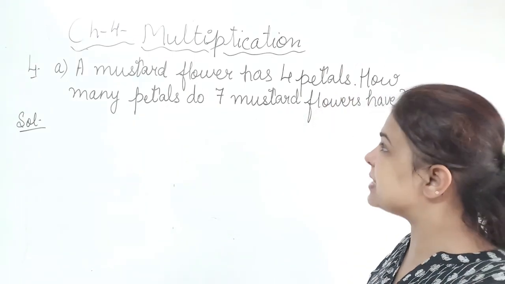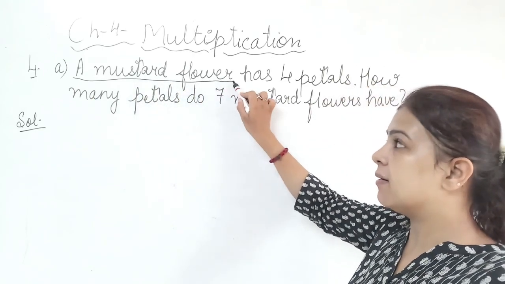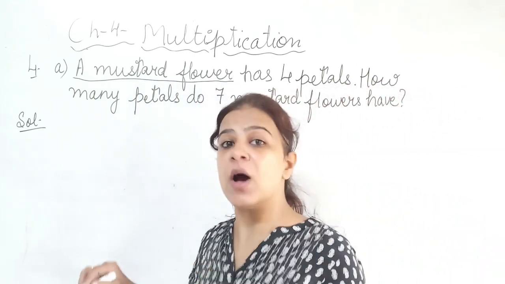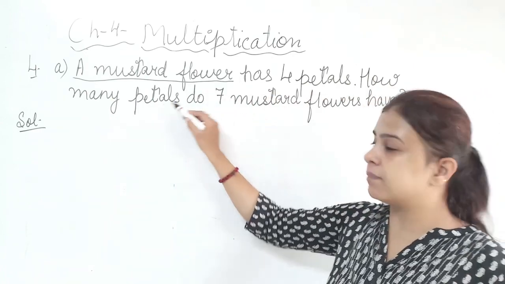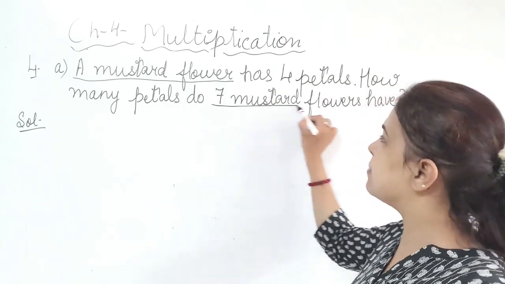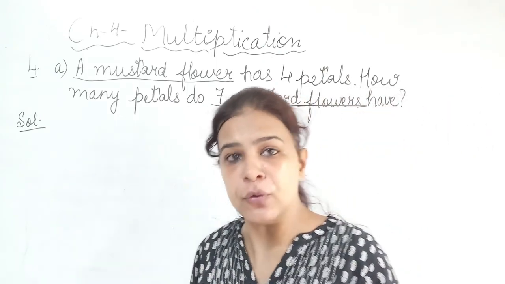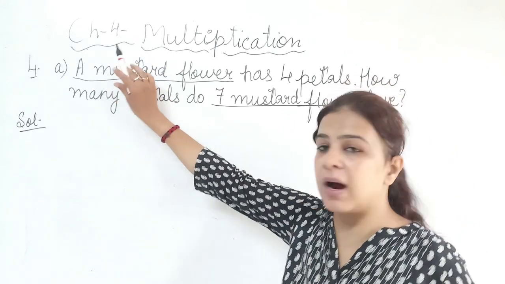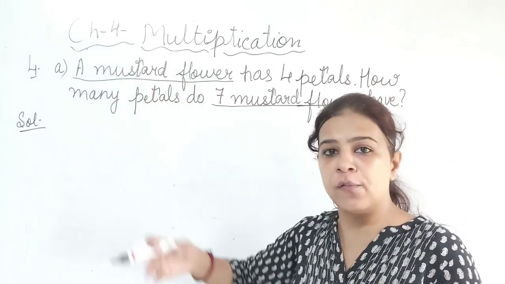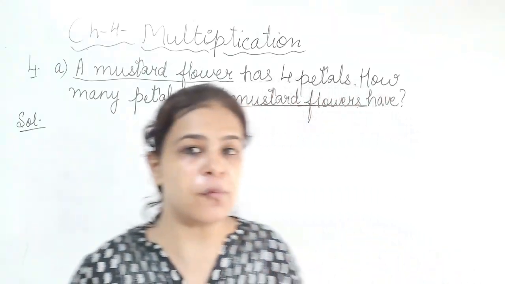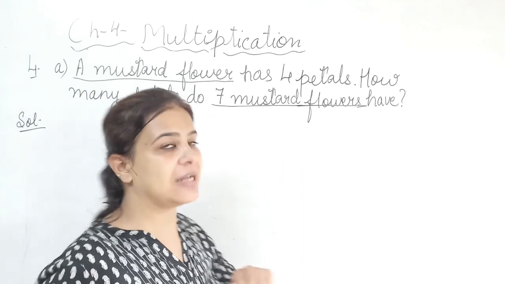Why will we multiply, children? Because we know the petals for one mustard flower, and I have to find out for 7 mustard flowers. I have already known for one, and I have to know for more. When we know for one and want to know for more, in that case we will multiply, children.